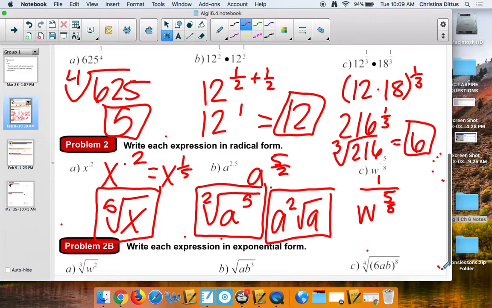Okay. Now let's deal with the 5/8. I want it in radical form. What is my index going to be? 8. I still have my 1 on top, and I got the 8th root of what goes inside? W to the 5th. Good. Can I pull anything out of there? No, 5 is less than 8. So we are done there. Okay. Questions?